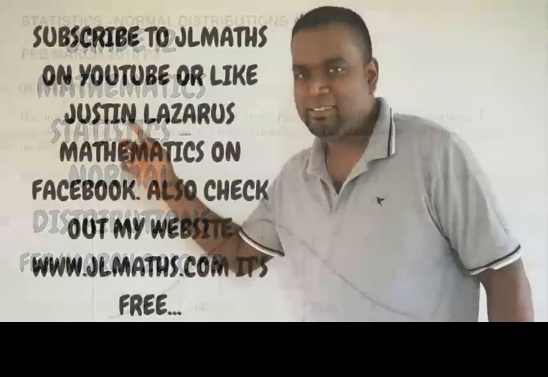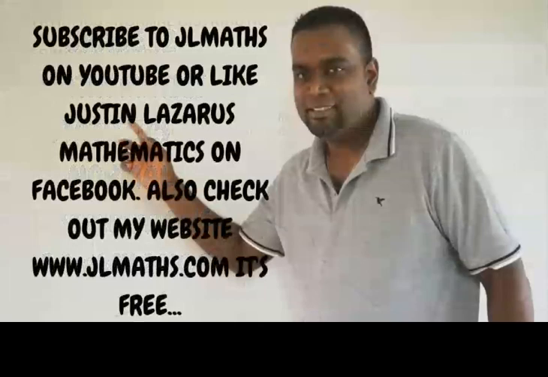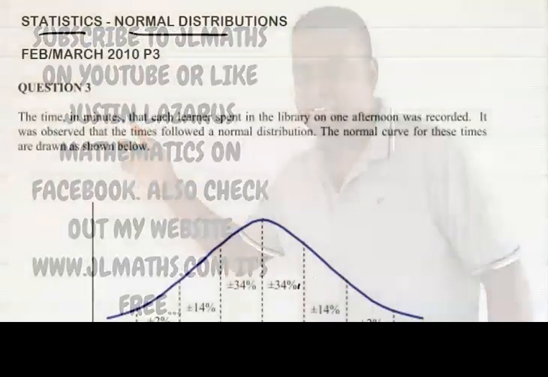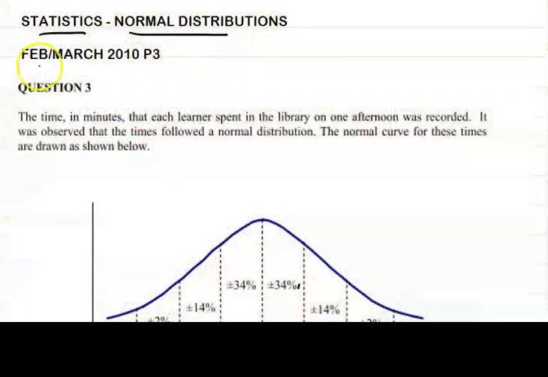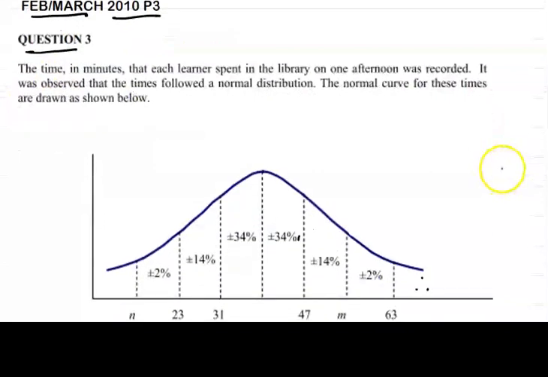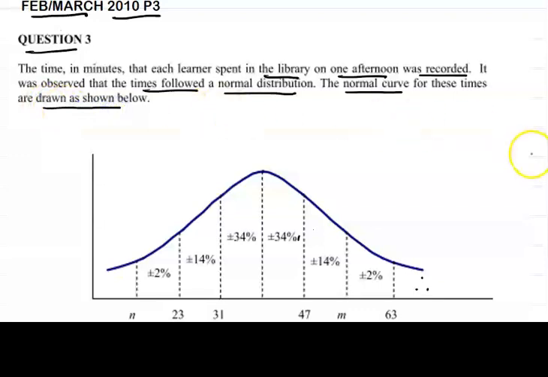Today we're going to be looking at statistics and normal distributions. The question we're looking at is from the February-March 2010 paper 3, question 3. It reads as follows: the time in minutes that each learner spent in the library in one afternoon was recorded. It was observed that the times followed a normal distribution. The normal curve for these times is drawn as shown below.